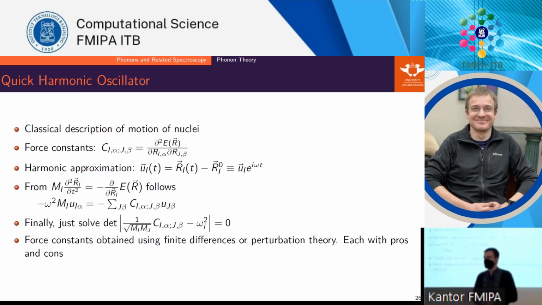The tricky part, or what we actually do numerically, is in line 2, we have the second derivative of the energy with respect to displacements of atoms. That is what gives us a force constant, which is basically the matrix we have to diagonalize to get the energy or the vibrational eigenvalues.